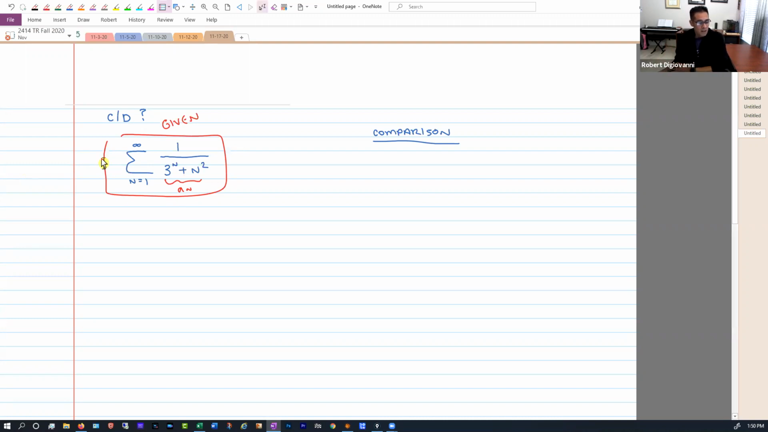So when you look at this, I think we all said it's almost like a geometric because of the 1 over 3 to the n, but then it's almost like a p series with the 1 over n squared, right? Which of these things do you think are more dominant? As n gets bigger, do you think the 3 to the n is more powerful, or do you think the n squared is more powerful? N squared will be more powerful. Sure.